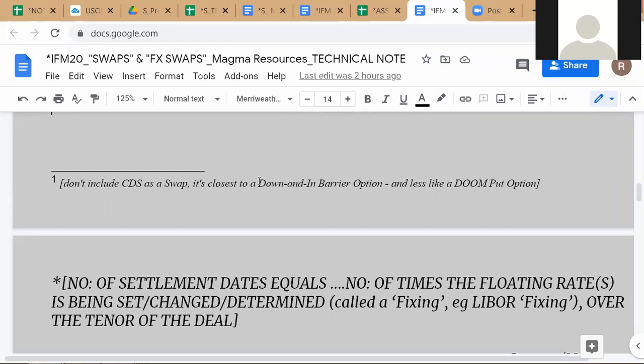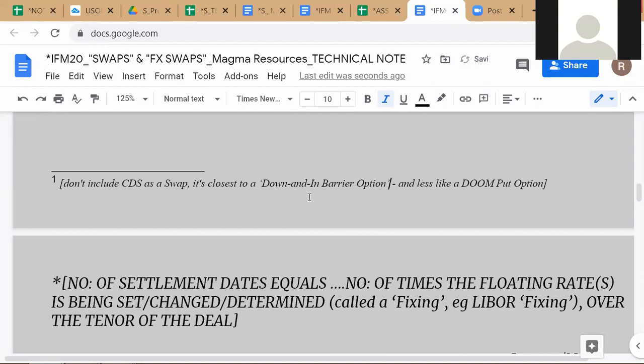Okay, it's very close to a down and in, not exactly a down and in barrier option. It's the closest instrument. The instrument that it resembles most closely is a down and in barrier option. You can read about this in my book, the risk management solution book.